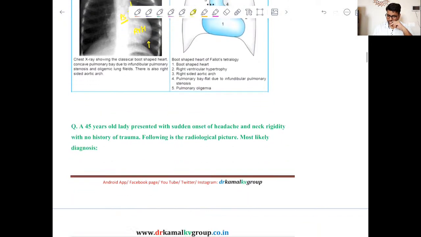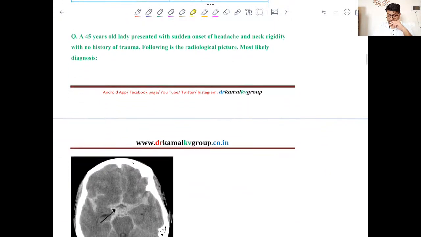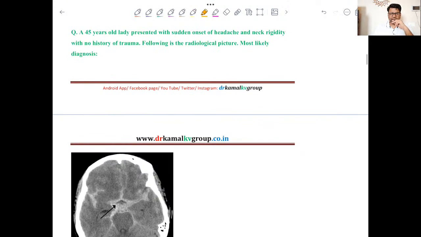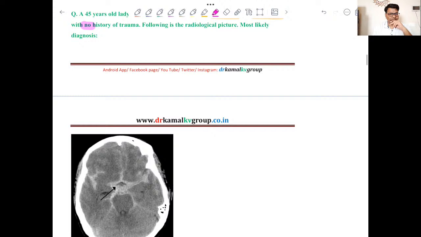Chalo, moving forward. Now this is again a very important concept, and although you can reach the answer easily, I would like to take the concept, and that's why I have kept this question. So here a lady had a sudden onset of headache with neck rigidity, and there is no history of trauma, and then the CT scan has been done.